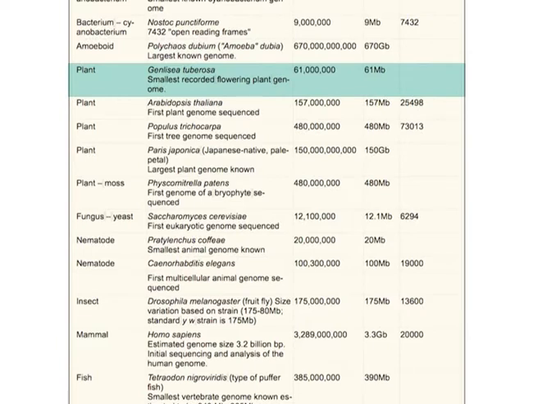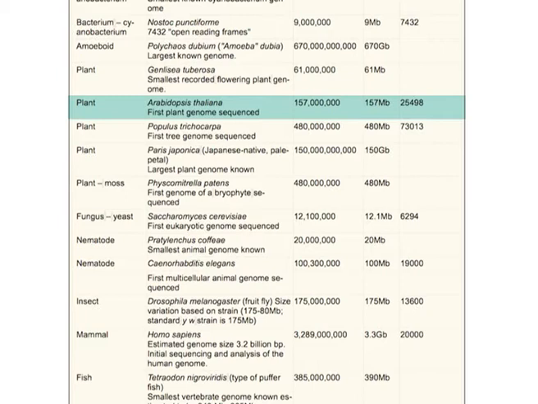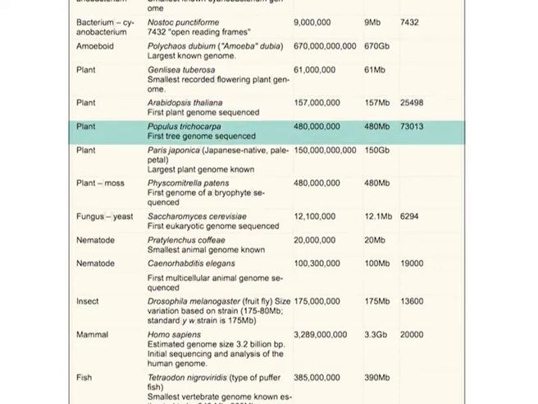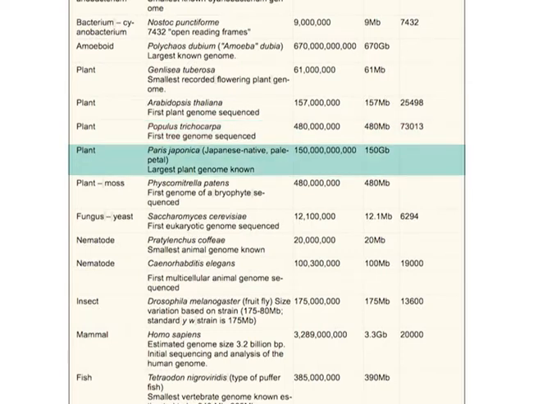Among the plants, Genlisea tuberosa, the smallest recorded flowering plant genome, has a genome size of 61 MB. Arabidopsis thaliana, which was the first plant genome to be sequenced, has a genome size of 157 MB. Populus trichocarpa, which was the first tree genome to be sequenced, has a genome size of 480 MB. Paris japonica, the Japanese native pale petal, has the largest plant genome known and the genome size is 150 GB.